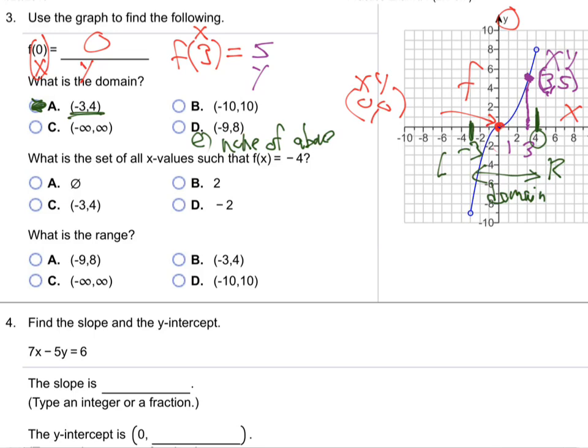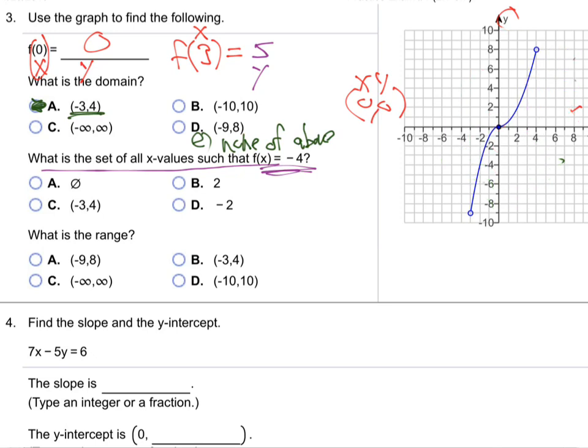All right, so what is the set of x values such that f of x is -4? Try that and get this stuff out of the way. See if you can read that off the graph.